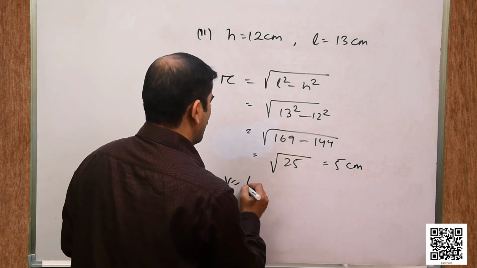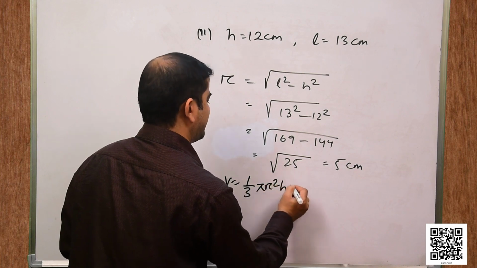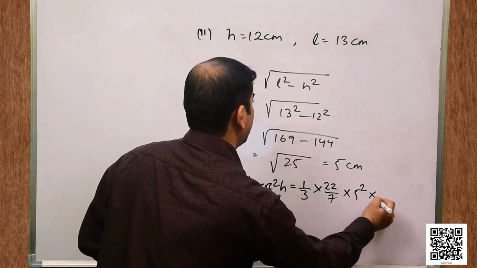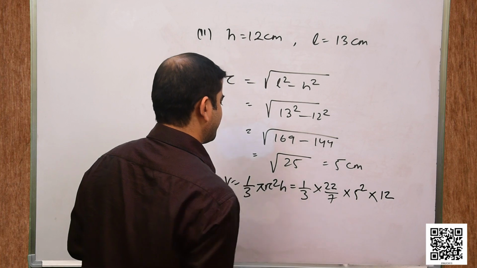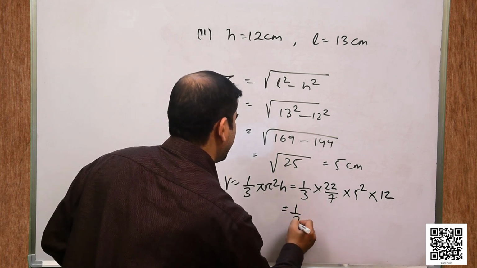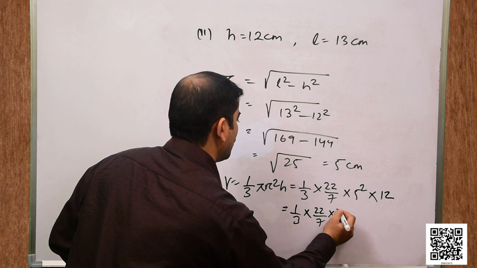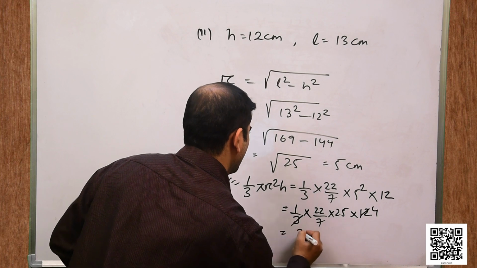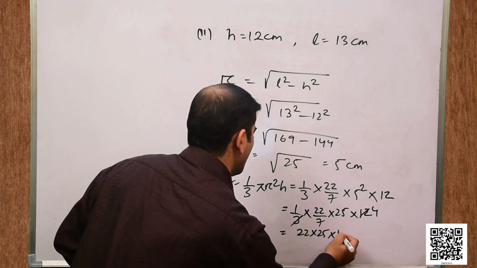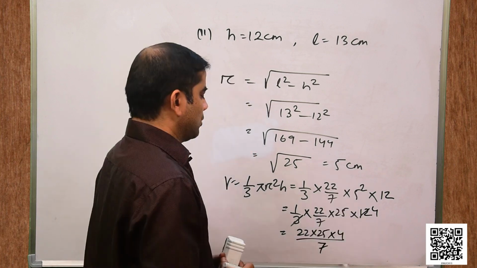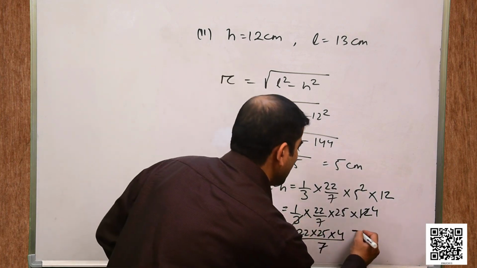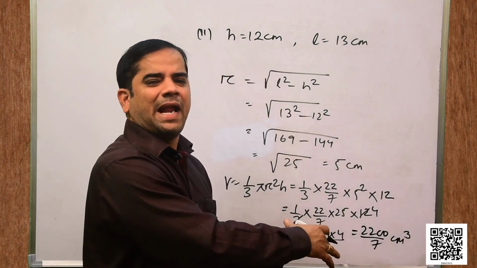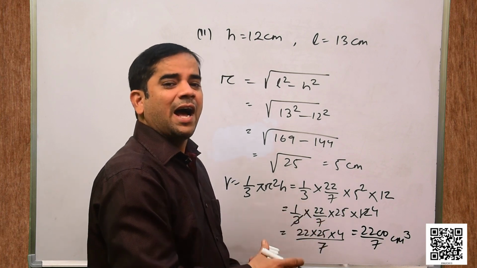So, volume is equal to 1 by 3 pi r square h, that is 1 by 3 into 22 by 7 into 5 square into 12. So, that is equal to 1 by 3 into 22 by 7 into 25 into 12. That is 22 into 25 into 4 by 7. So, when we calculate, it is 2200 by 7 centimeter cube. Let it be like this, because we are going to find the capacity.